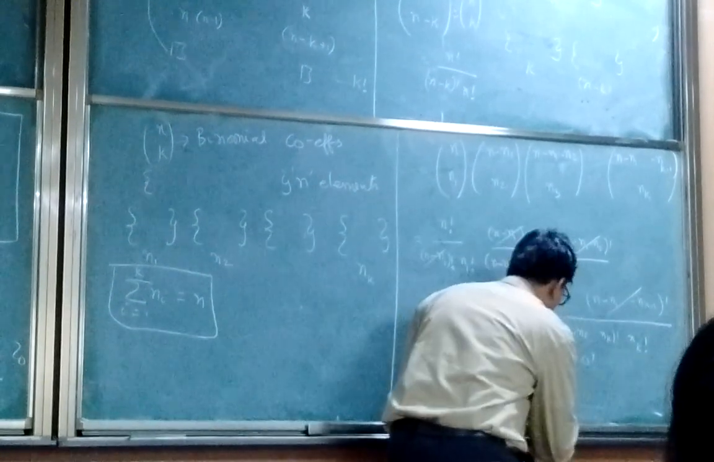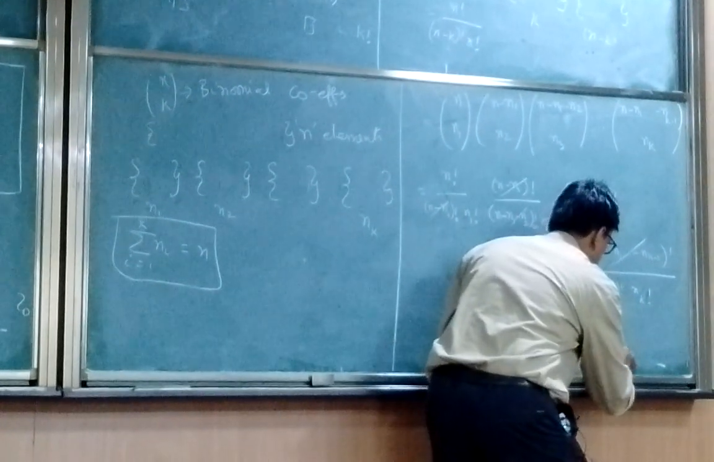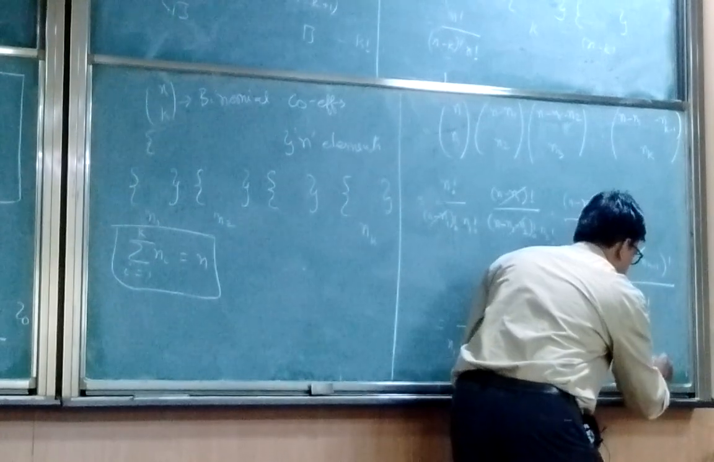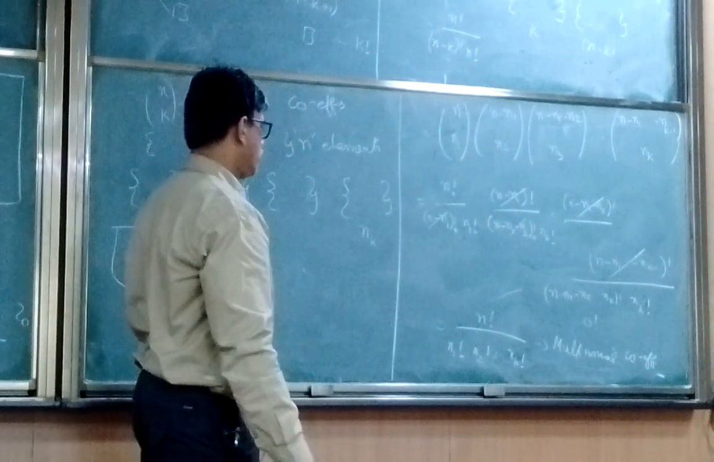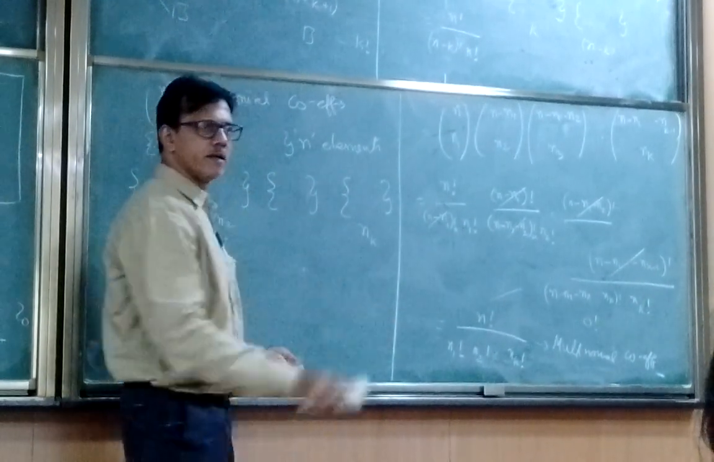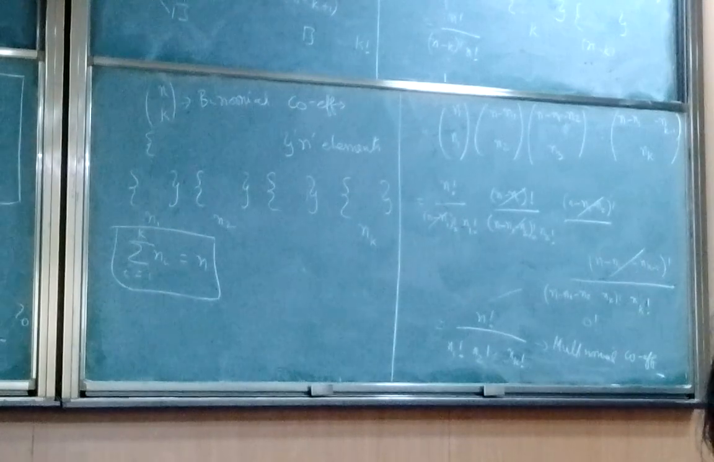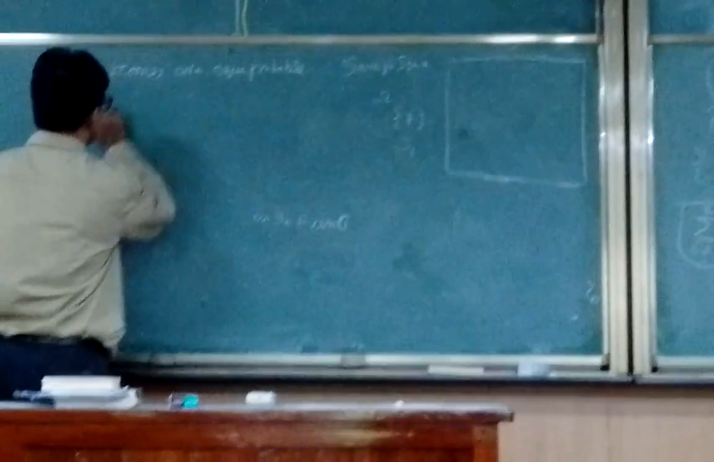And these are the multinomial coefficients that give the number of ways in which we can partition a set into different subsets without replacement in an unordered manner.